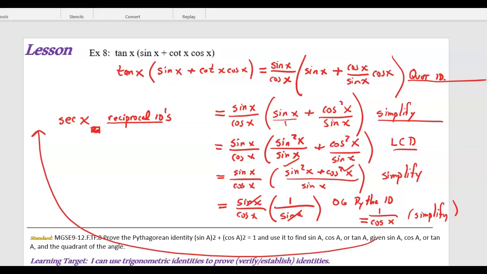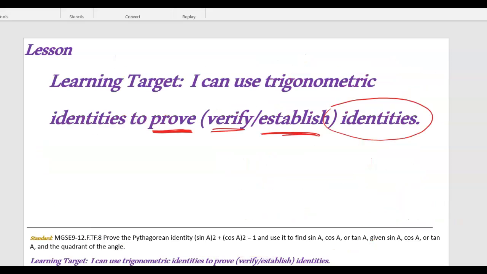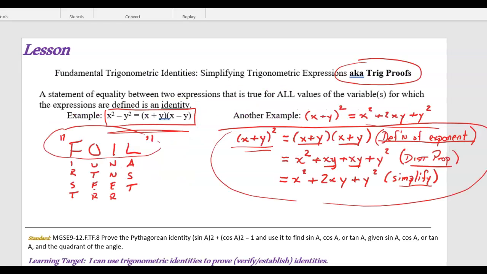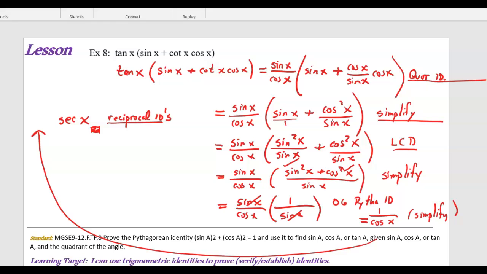Guys, that is 8 good examples of what it means to prove trigonometric identities. Just know that when you simplify, if you're asked to simplify an algebraic expression, you're writing a proof, you're verifying something, you're really establishing a new identity. So let me go back to the bottom. You've just proven that this original expression is actually equal to secant of x.